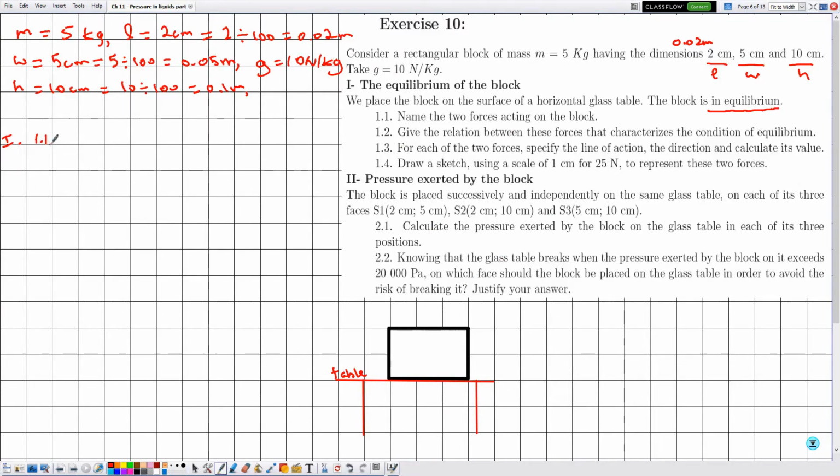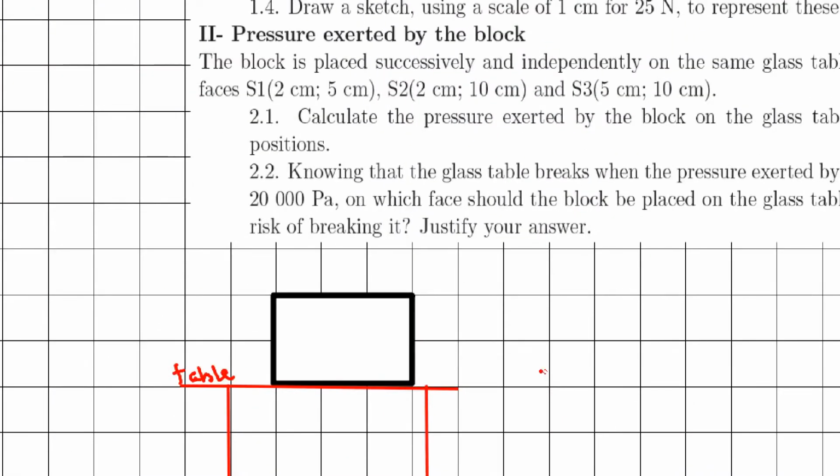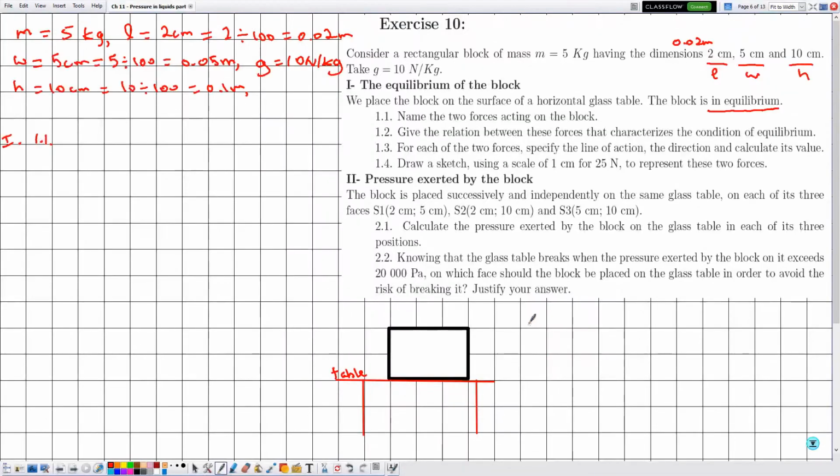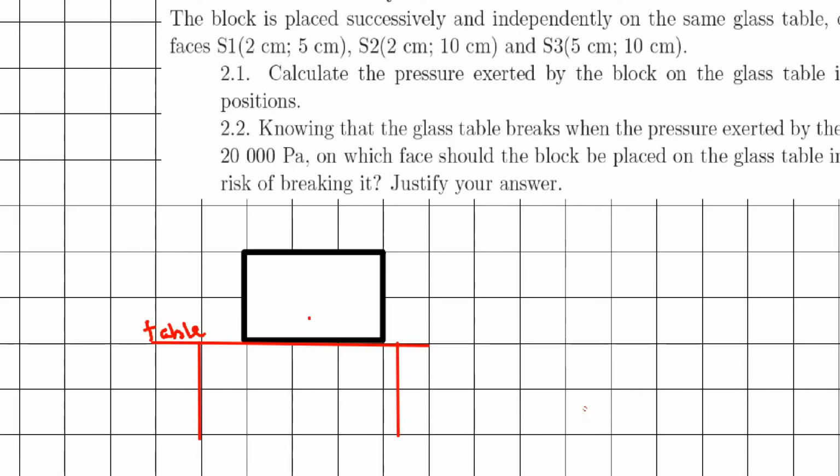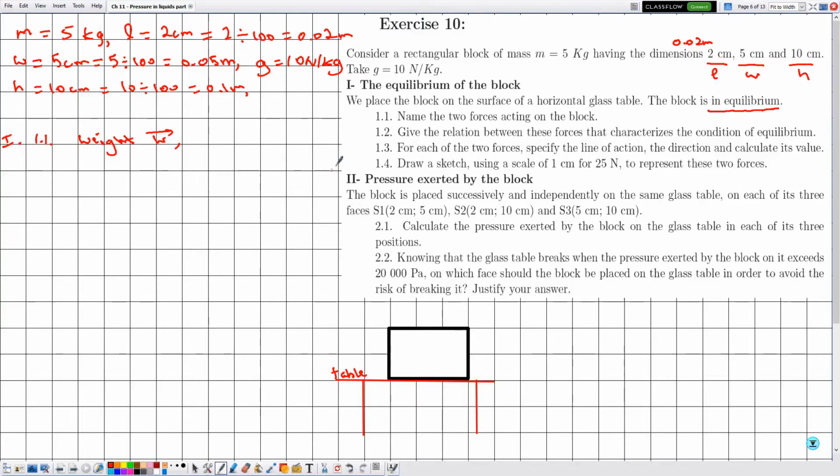Now 1.1, name the two forces acting on the block. Because this block has a mass of 5 kilograms, it will be directly subjected to the weight. So the first force is the weight W. We expect that this block must fall, but it is at rest and at equilibrium on the table. Here, because we have a support, the other force will be the reaction of the support, or let's say the normal reaction N.